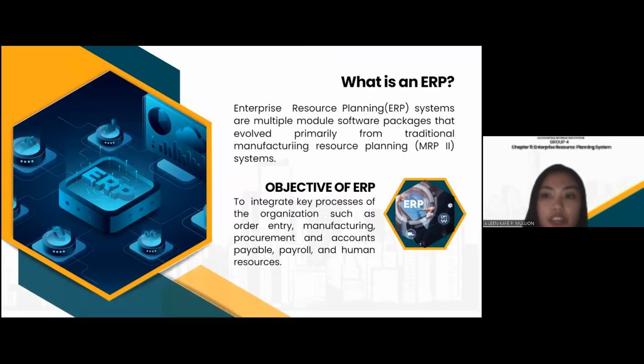Let's start in defining what is an enterprise resource planning system. ERP are multiple module software packages that evolve primarily from traditional manufacturing resource planning system. The objective of ERP is to integrate key processes of the organization such as order entry, manufacturing, procurement and accounts payable, payroll, and human resources. By doing so, a single computer system can serve the unique needs of each functional area.